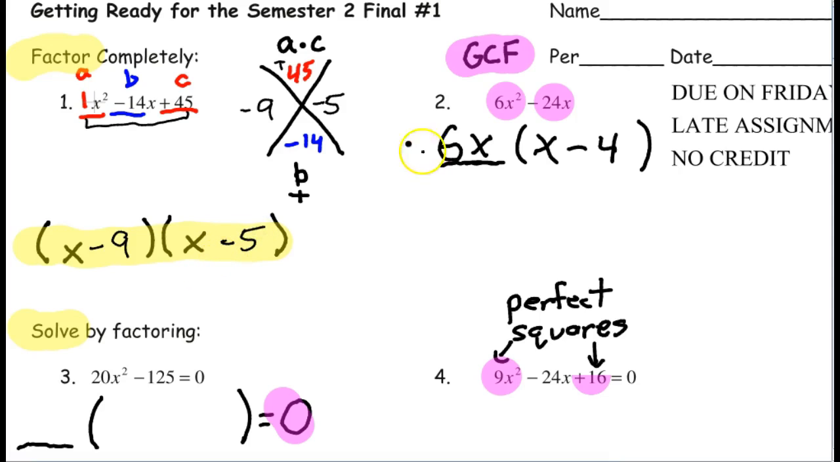Okay. Number 2, we already did it in class, so remember, take out the greatest common factor. If you see something that goes into all the terms, like 6 goes into 6 and 24, you can take that out. If there's an x in every term, you can take that out. So this is factoring a GCF out. And it just makes everything smaller. And again, later on we can solve this if we need to. But for this, it's the final answer because we're just factoring.